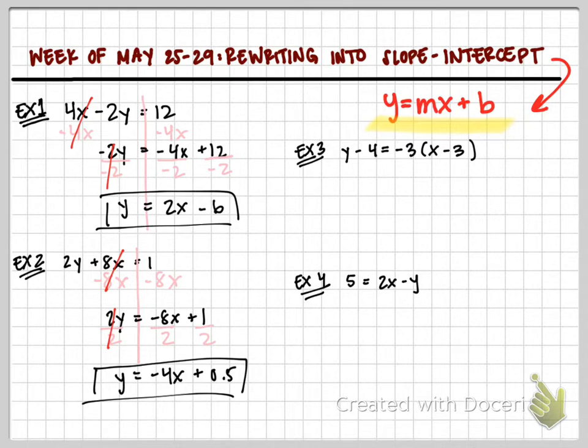So in example 3, it looks a little bit more complicated, but it's not. It just has an extra step. I noticed that there are parentheses, so I can go ahead and just distribute that negative 3 inside, just like how we're used to. All right, so let me leave the left side alone. Y minus 4, and then on the right side, negative 3 times x is negative 3x. And then negative 3 times negative 3 is positive 9.